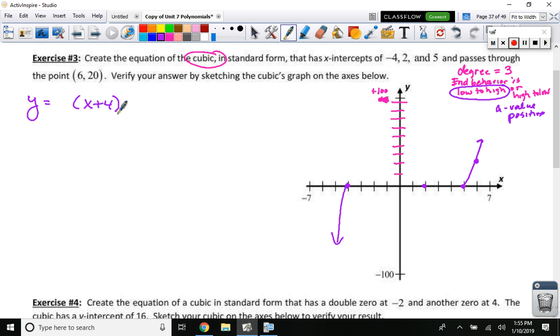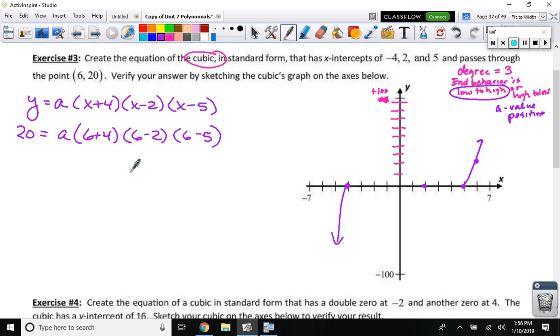x plus 4, x minus 2, x minus 5. Not exactly. What are we missing? A. Because we don't know what the A is, correct? Alright, so now what? Use my solution, right? So 20 equals A times 6 plus 4, 6 minus 2, 6 minus 5. A times 10 times 4 times 1. So 40A.